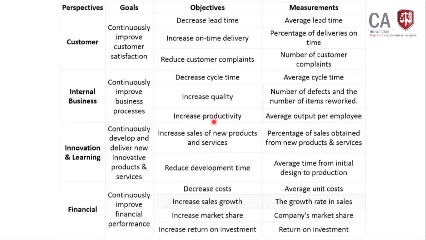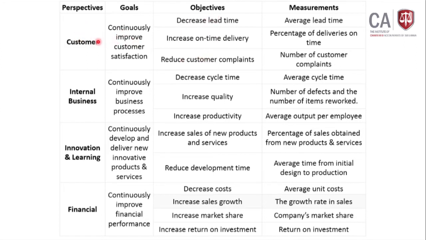Let's talk about the detailed parts of that. When it is described from the customer's perspective, what is the goal? Continuously improve customer satisfaction. So, we have to continuously improve the customer satisfaction. Objectives: decrease lead time, increase on time delivery, reduce customer complaints. So, there can be so many different activities as objectives to be achieved by your organization.